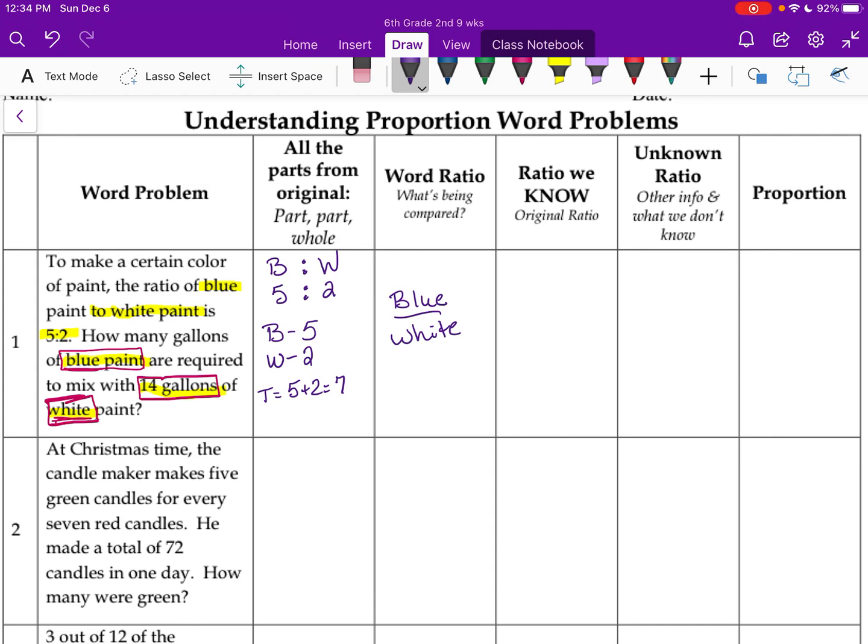And in numbers, that ratio is 5:2. And then our unknown ratio is, what do we not know? We don't know how much blue we need, but we do know that we have 14 gallons of white. Okay, so our proportion that we would solve will be blue to white, 5:2 equals x to 14.